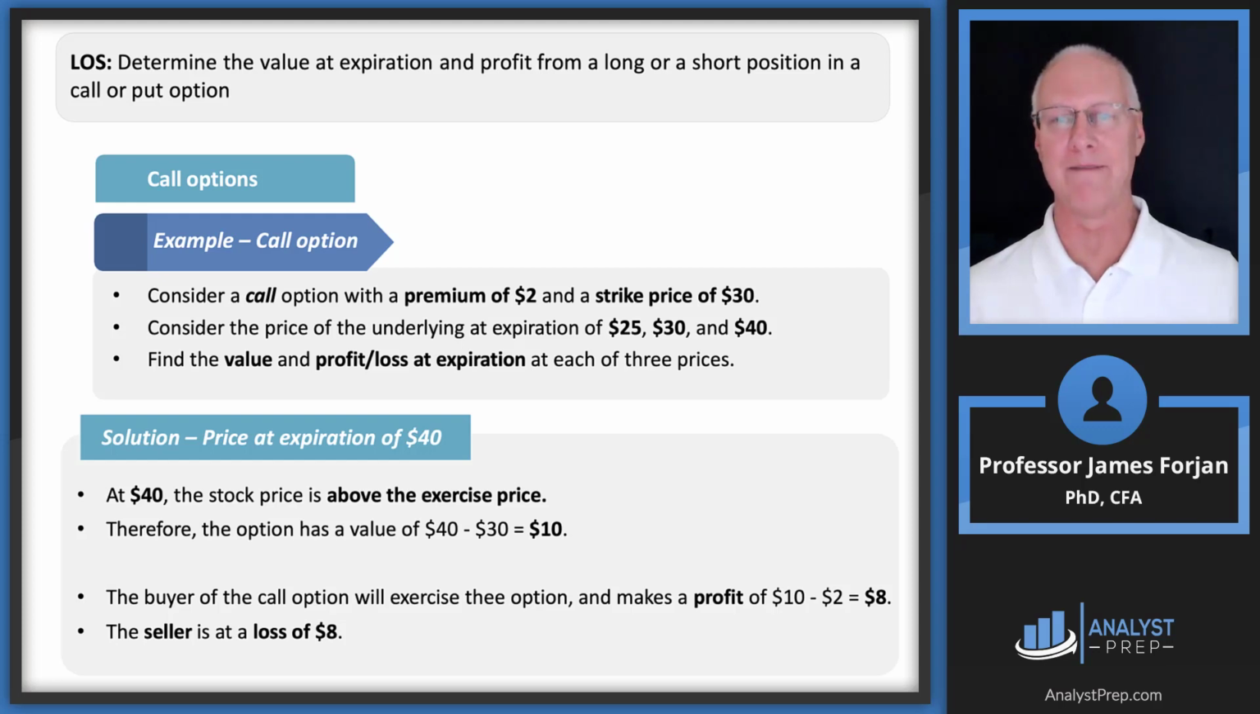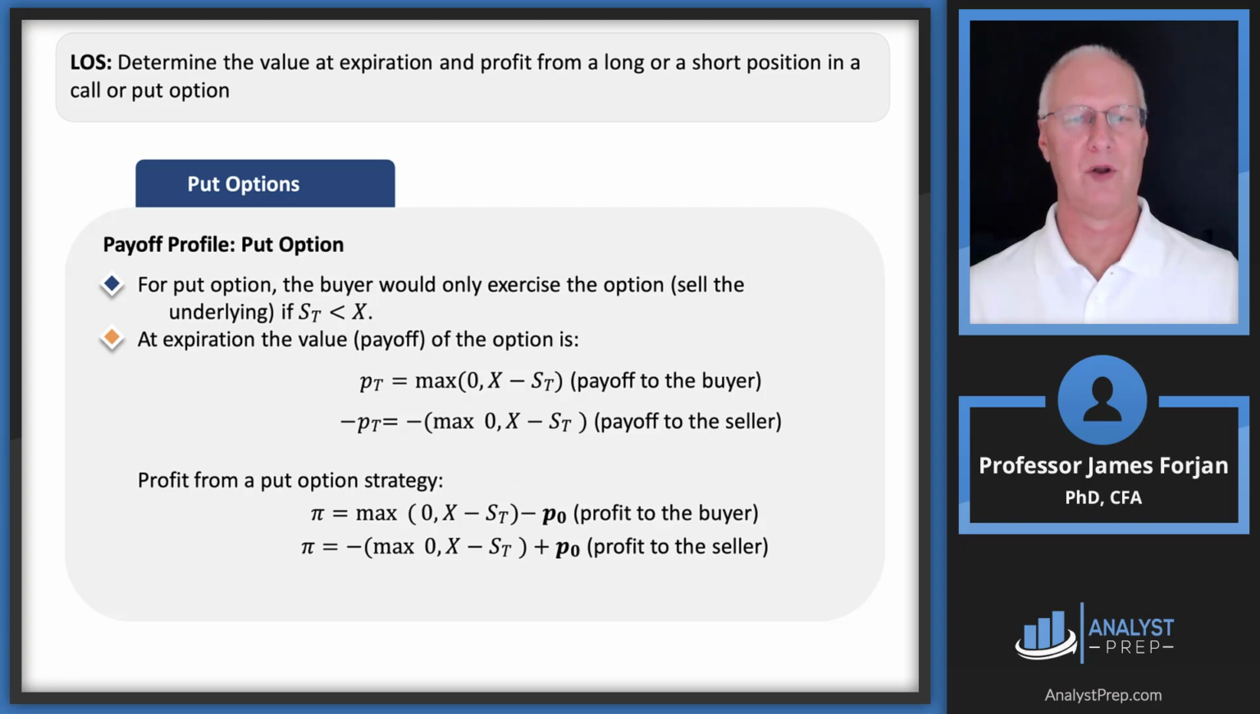So you had a value. So I reach into my pocket and I hand you $10. But you had handed me $2 months ago. So your profit is 10 minus 2, $8. And I lost $8. Once again, this is a zero-sum game.